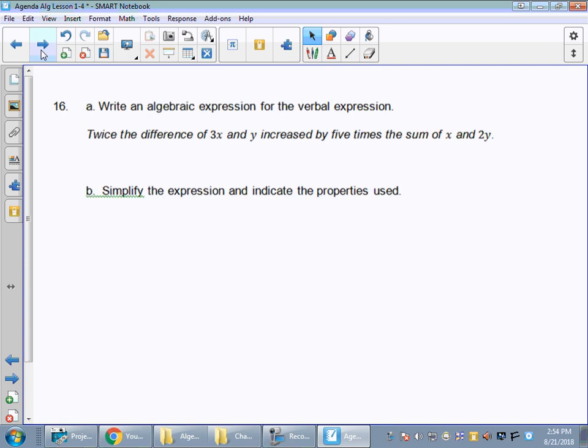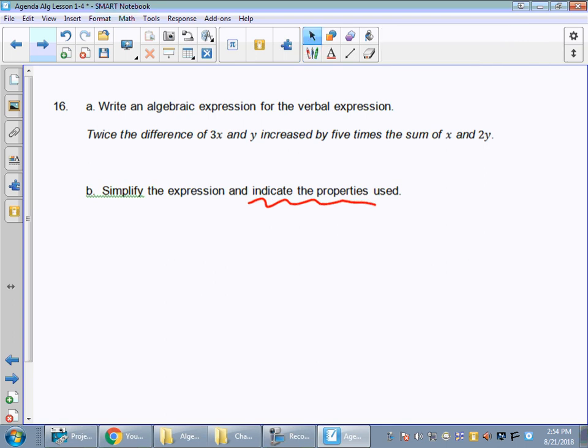Just a couple problems for you to work on here. Write an algebraic expression for the verbal expression. So they're going to give you words here. We did this the other day. And we're going to write an algebraic expression for these. Twice the difference of 3x and y increased by 5 times the sum of x and 2y. And then in letter B, we're talking about simplifying the expression and then indicate the properties used. So we're using this, and then we're going to simplify it. And again, we're asking you to indicate the properties that we're using.